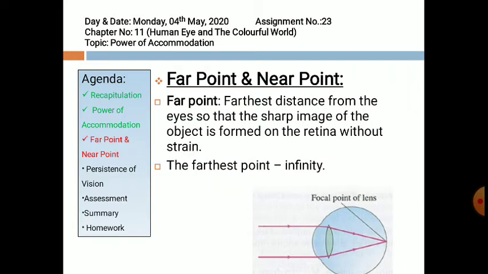Now, what are the far point and near point? The far point is the farthest distance from the eye at which a sharp and clear image of the object is formed on the retina without straining the eyes. Generally, the far point for a normal human eye is considered as infinity. As you can see in the picture, parallel rays represent that the object is at infinity. After striking the lens, they meet at the retina, the focal point of our eye lens in this situation.